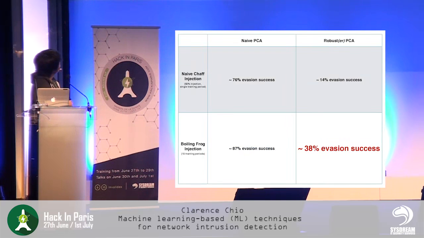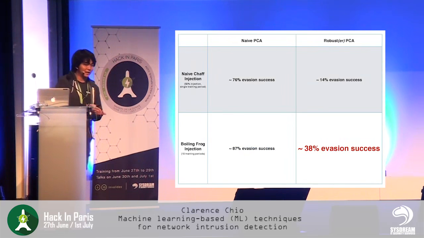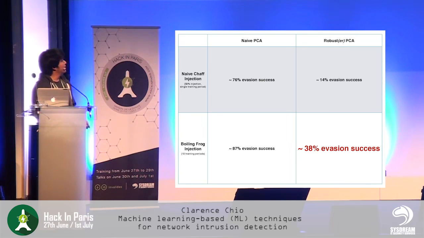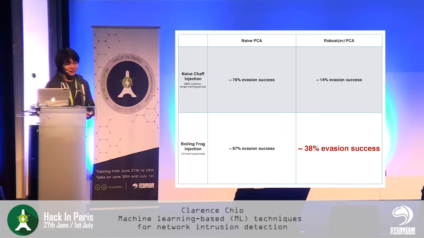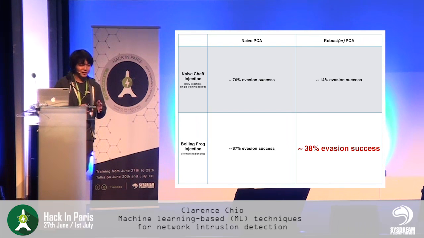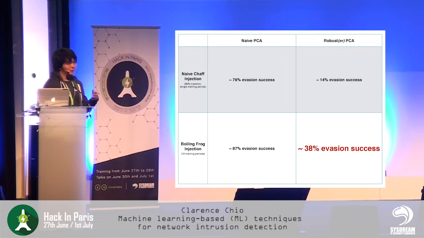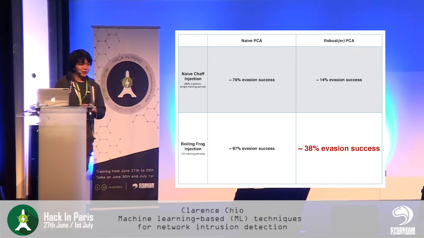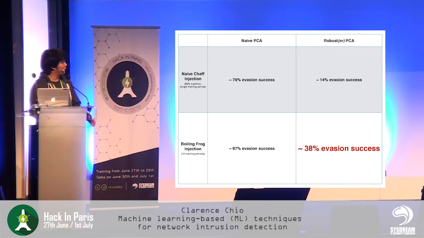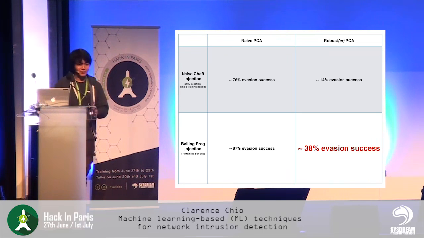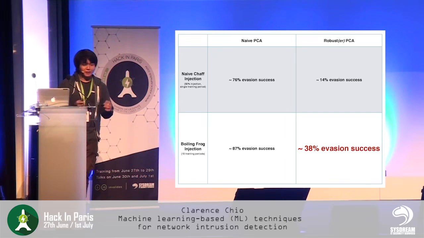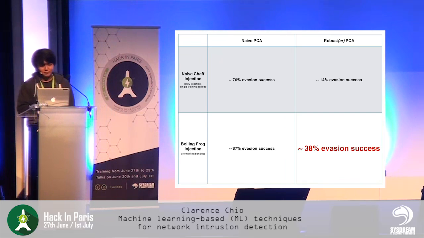In fact, the numbers are here. So boiling frog injection, which is over 10 training periods, I inject 10% of the attack traffic at each time. I have a 38% evasion success with robust PCA. So even if you follow industry standards, stuff that is recommended by academics, and you use boiling frog attacks, so you avoid detection by sysadmins who are really on your feet, you can get past 38% of the time, which I think is still pretty good.